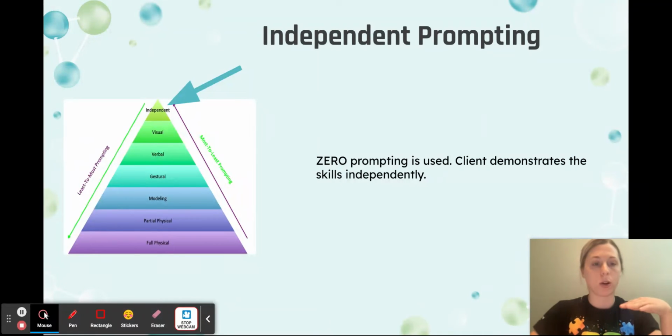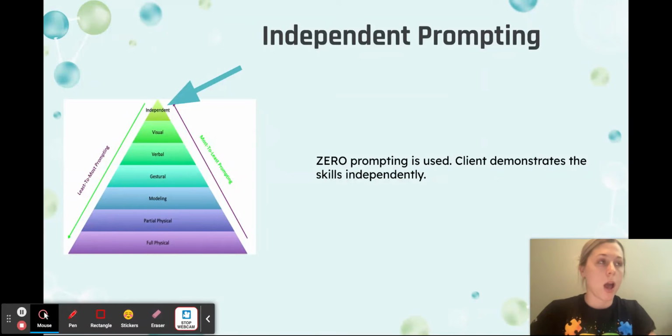So now I'm just going to walk through this. Well, technically, I put independent in here as a seventh level of prompting, but it's not a level of prompting, but I just thought it was important to clarify independent and why we want independent. So independent is zero prompting. The client demonstrates this skill independently. You don't have to gesture to the door. You don't have to model, verbal, partial. You don't have to do any of those prompts. The client does it completely on their own.